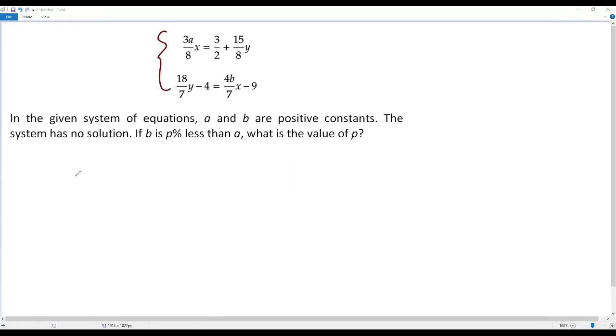Here we have a system of two linear equations. In the given system of equations, A and B are positive constants. The system has no solution. If B is P% less than A, what is the value of P?